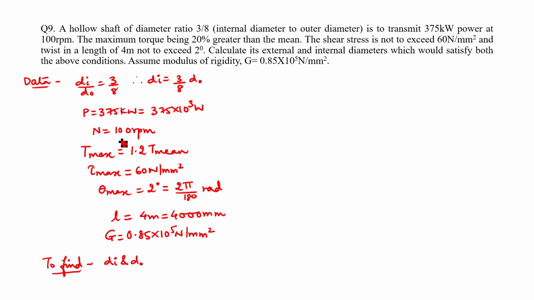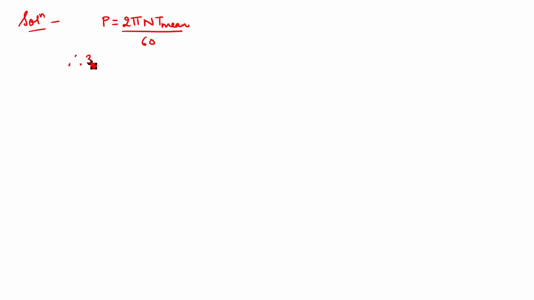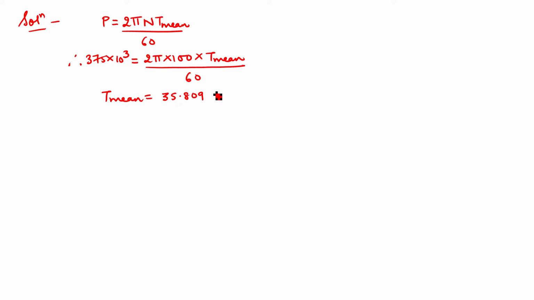First we'll start with P is equal to 2 pi N T mean upon 60. The value of P is given as 375 kilowatt and N is 100 rpm. So 375 into 10 raised to 3 is equal to 2 pi into 100 into T mean upon 60. When I solve this, I get the value of T mean as 35.809 into 10 raised to 3 Newton meter. I will convert this into Newton mm.